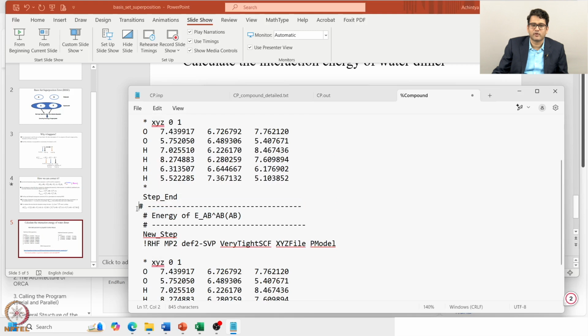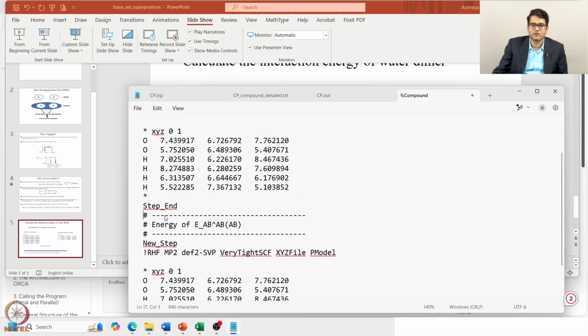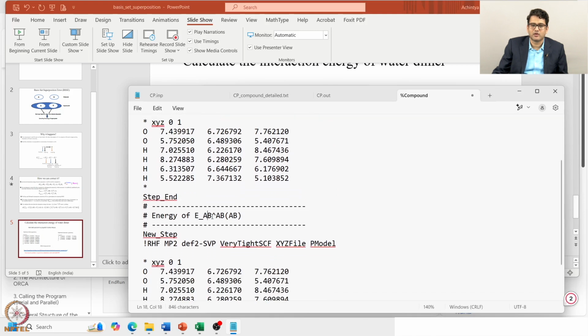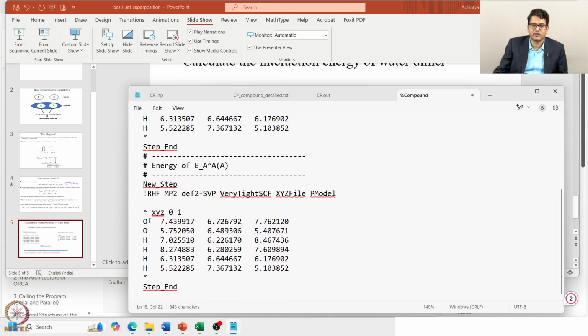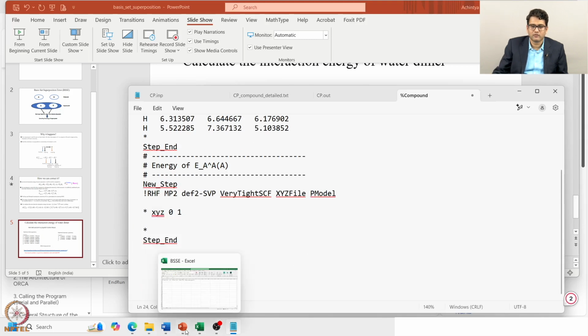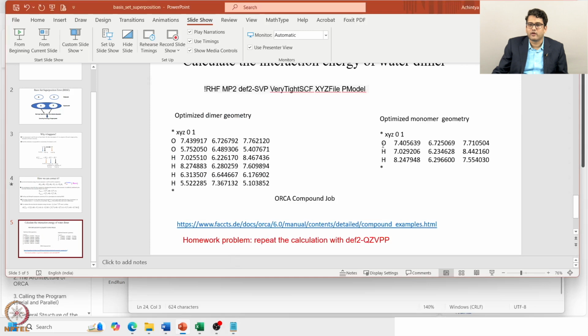So, the next one will be energy of A with the basis of A and geometry of A. Everything else will remain the same, only I have to change this part. So, I have to take water optimized geometry.